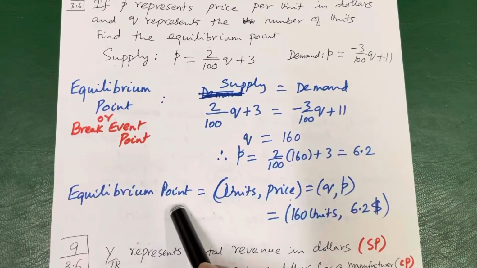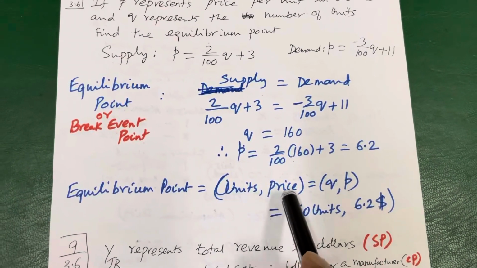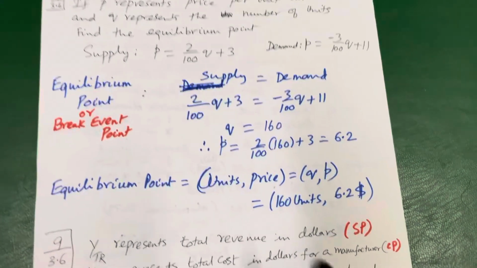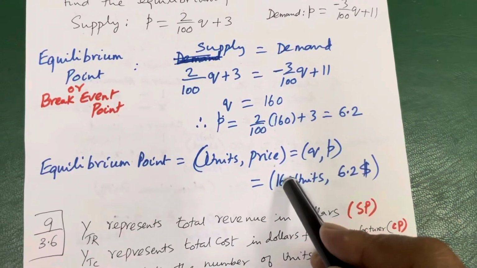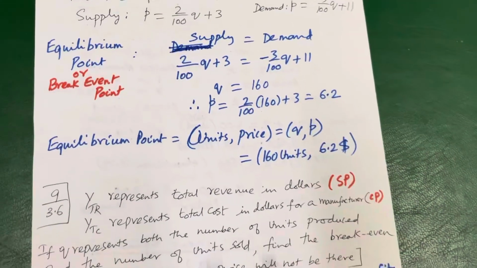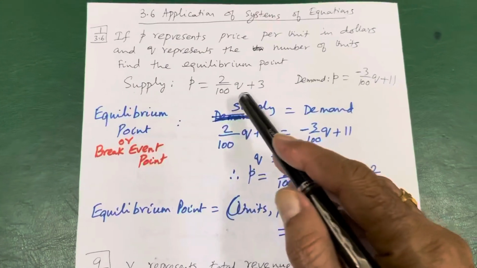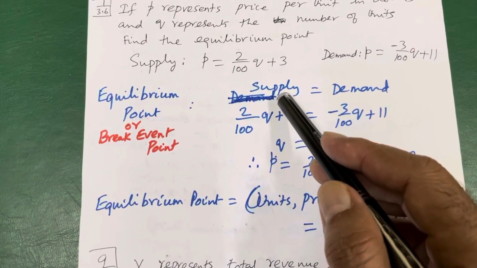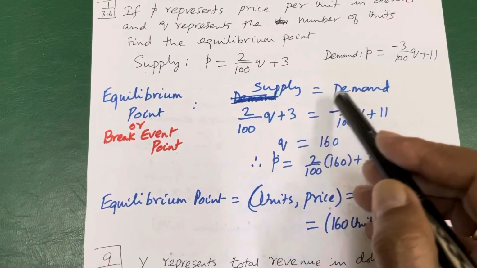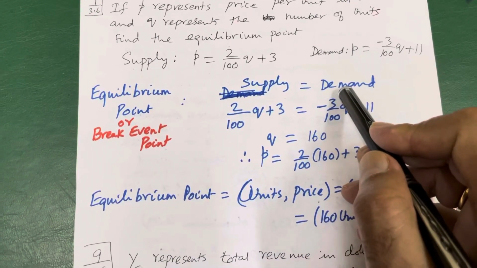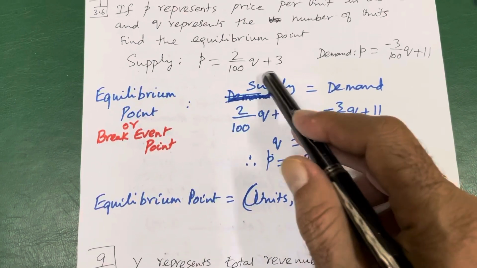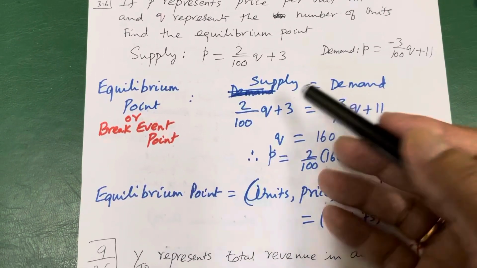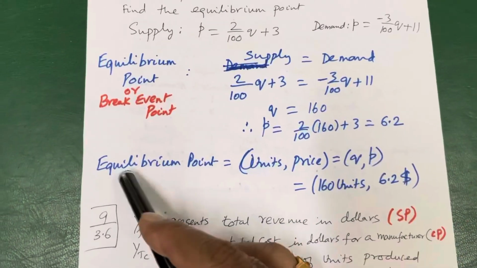So equilibrium point means units followed by price, Q, P. Remember, not P, Q please. It is Q comma P. Q will be 160. Price will be $6.2. So this is supply is equal to demand, equality. Supply means cost price. Demand means selling price. I supply with this much money and you sell with the same money, you don't get profit. That's called equilibrium, equal. Equilibrium means equal.